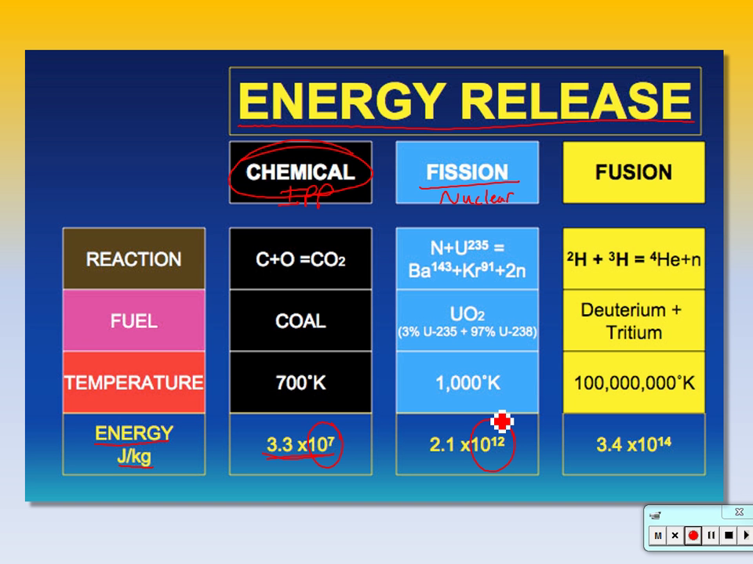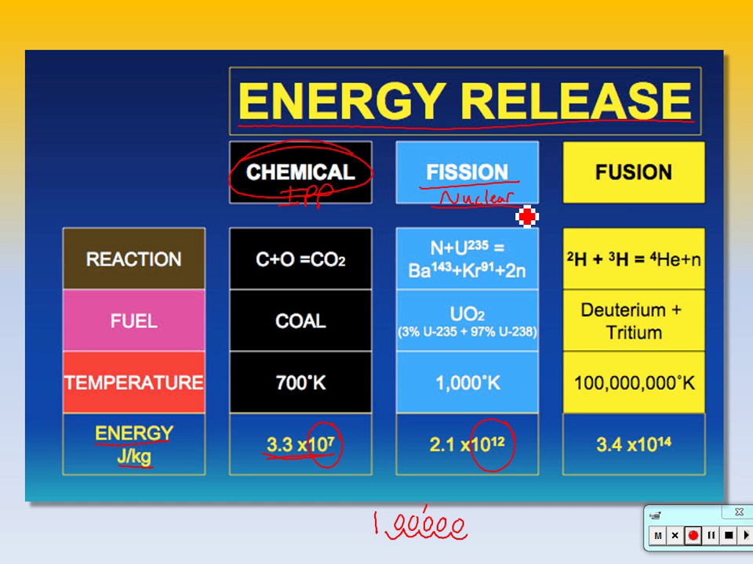For 1 kilogram of material, it's releasing 2.1 times 10 to the 12 joules. How many times greater is 10 to the 12 than 10 to the 7? So every one of those, is that 5 orders of magnitude? Here's how you determine that. Let's move it 5 times over. 1, 2, 3, 4, 5. That's 100,000 times more energy per kilogram of material. So of course, nuclear power plants can release a lot of energy per kilogram of material.